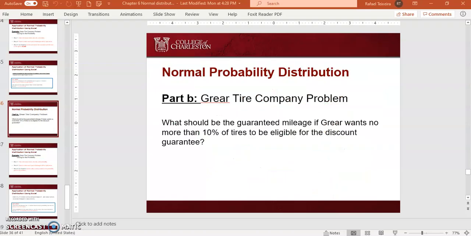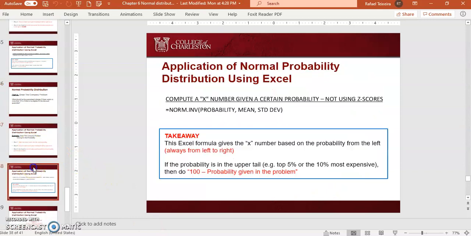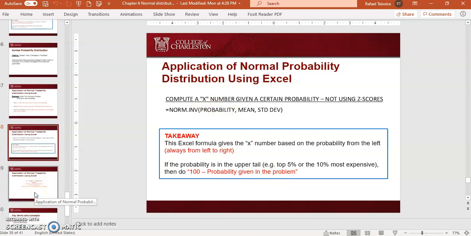Okay, so let's go back here. So this is what I'm talking about here. Use this NORM.INV probability. This Excel formula gives the X. I want to find the number, 591 in our case, based on the probability from the left, always from the left to the right. Okay, if the probability is in the upper tail, like our top 5, top 3, the highest 3%, or other examples like the 10% most expensive, then what you do is 100 minus the probability given in the problem, and then this resulting number you are going to enter in Excel in the formula. Okay, so this is how you solve those problems.